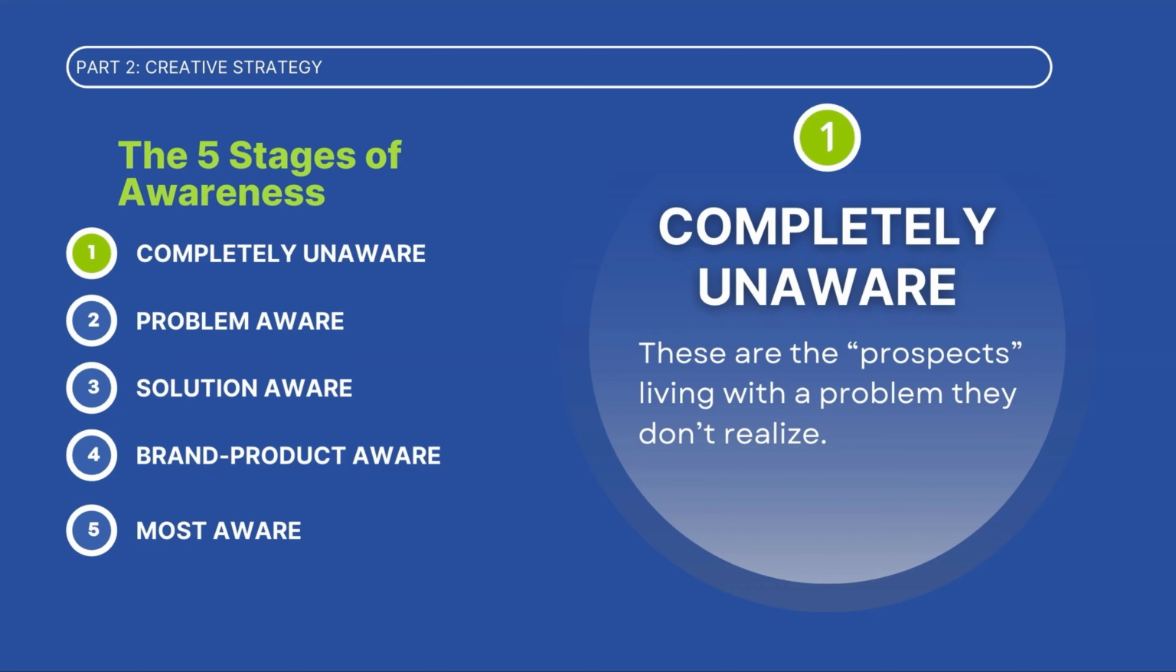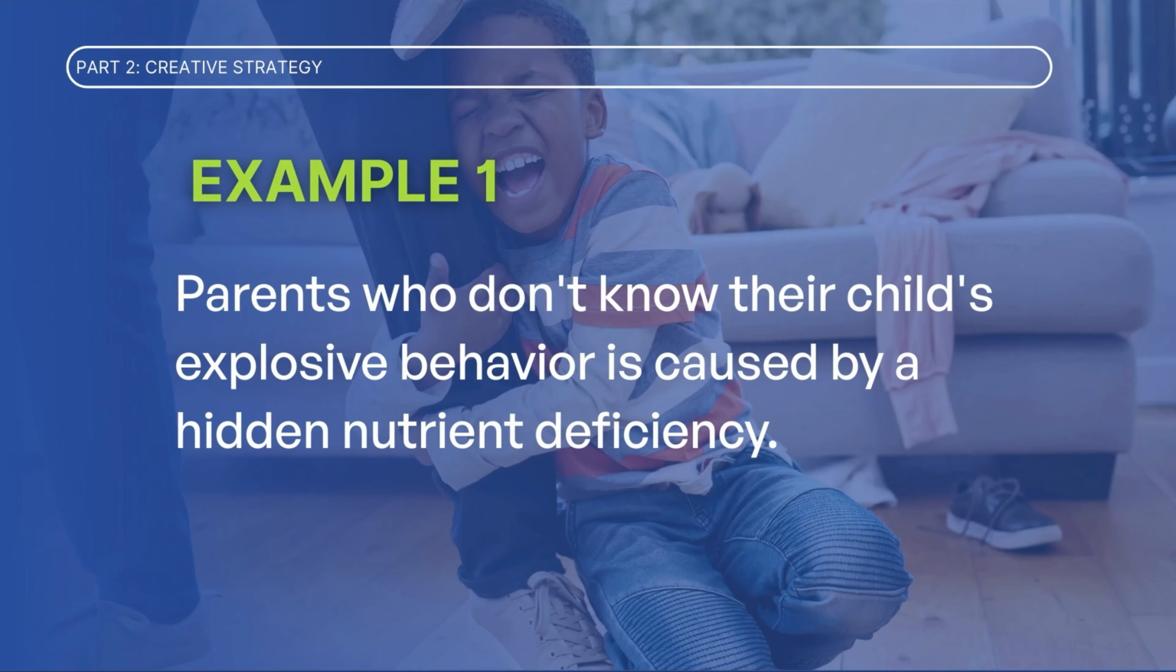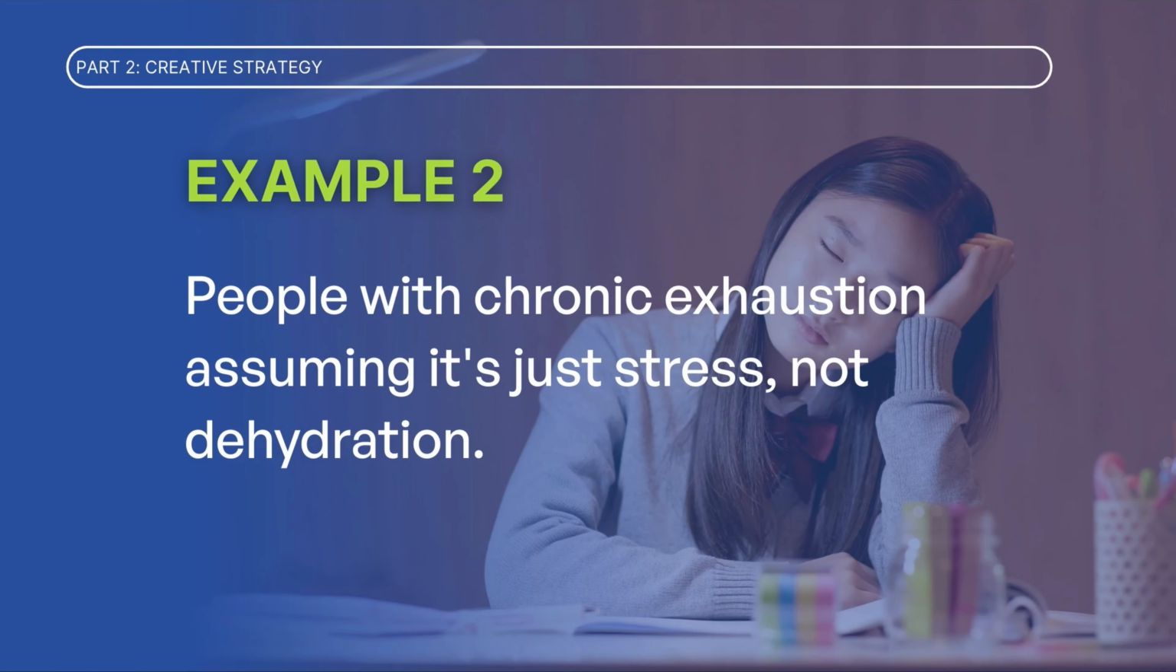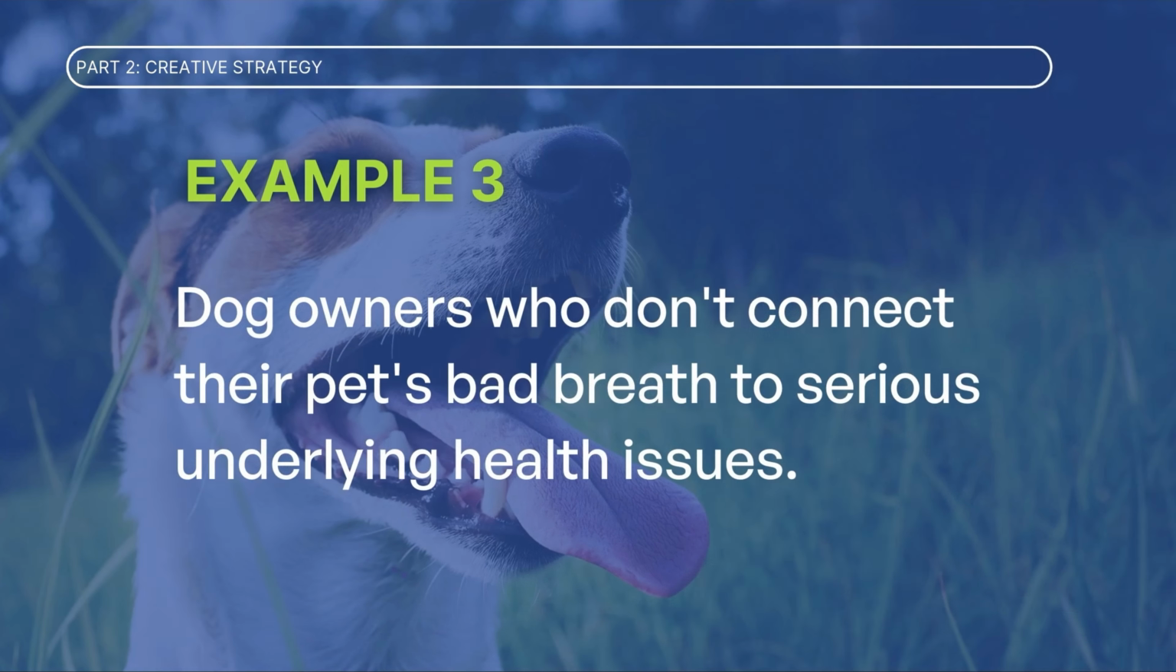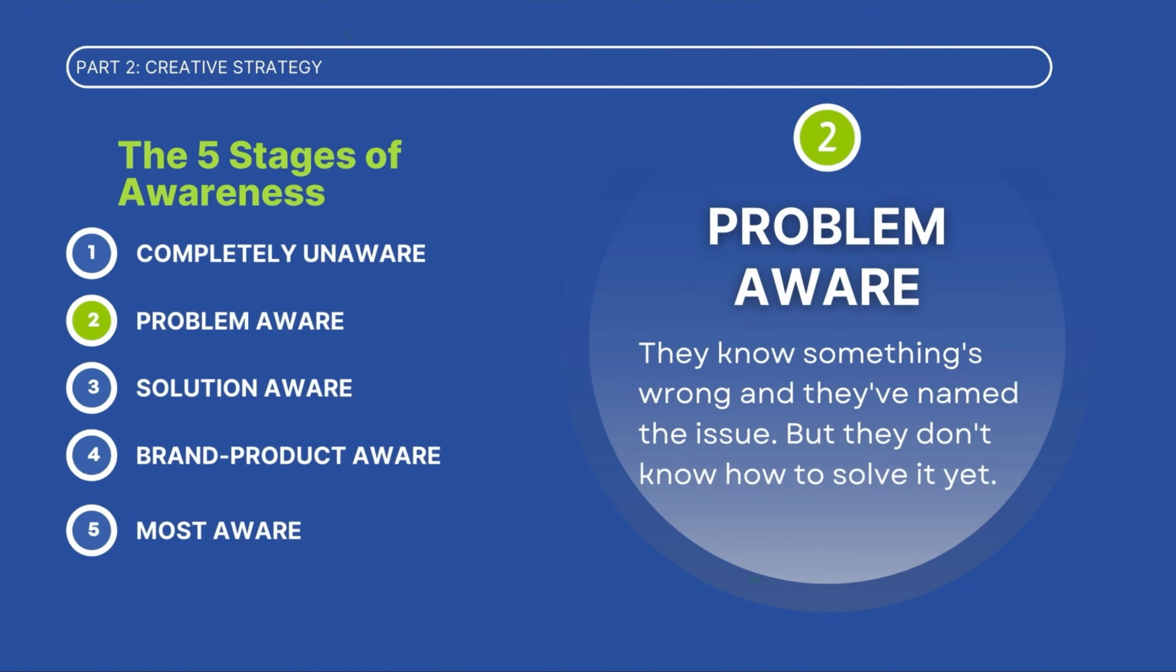Stage 1. Completely unaware. These prospects are living with a problem and don't even realize it yet. Here are some examples. Parents who don't know their child's explosive behavior is caused by a hidden nutrient deficiency. People with chronic exhaustion assuming it's just stress and not dehydration. Dog owners who don't connect their pet's bad breath to serious underlying health issues.